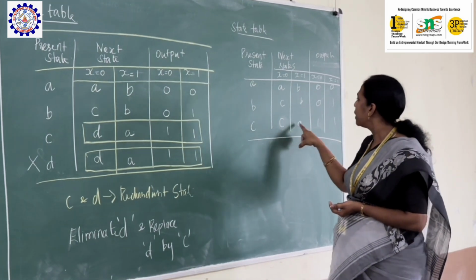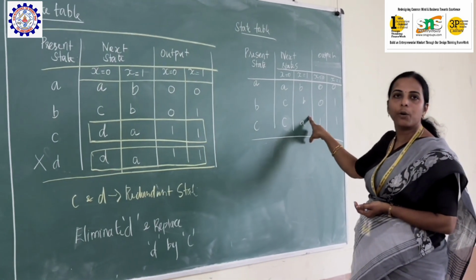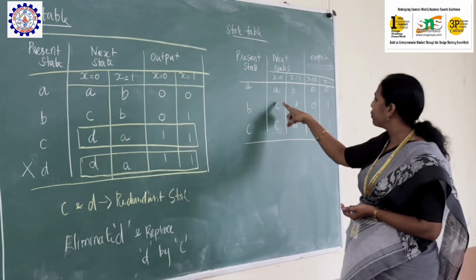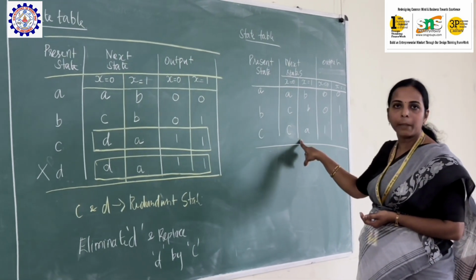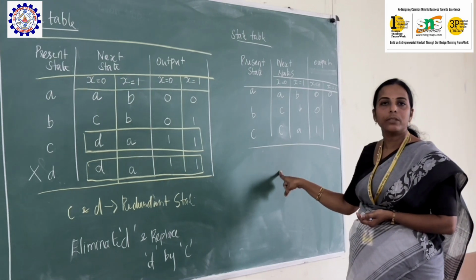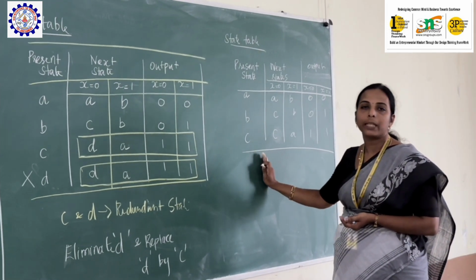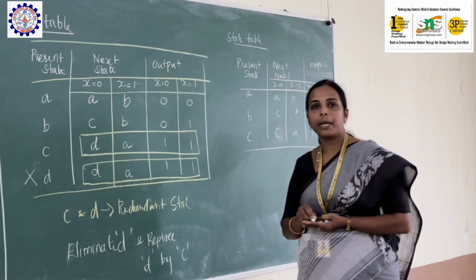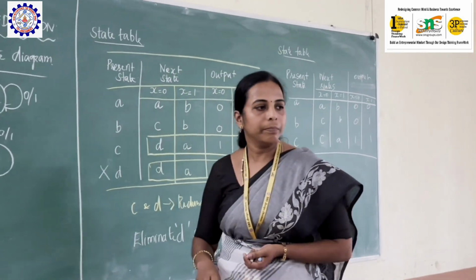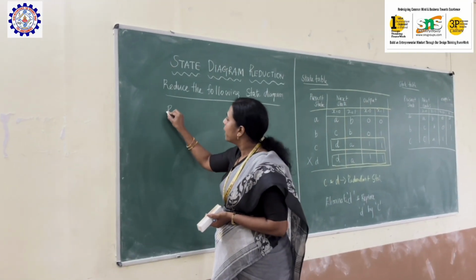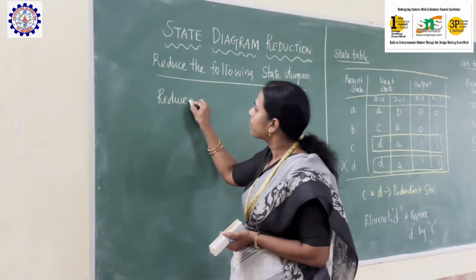Now look whether any next states and outputs are same. Now if you see here, for these 3 states, no next states and outputs are common, right? So we cannot further reduce the states, and this will be the final state table. From the state table, we have to draw the state diagram. So now the reduced state diagram.